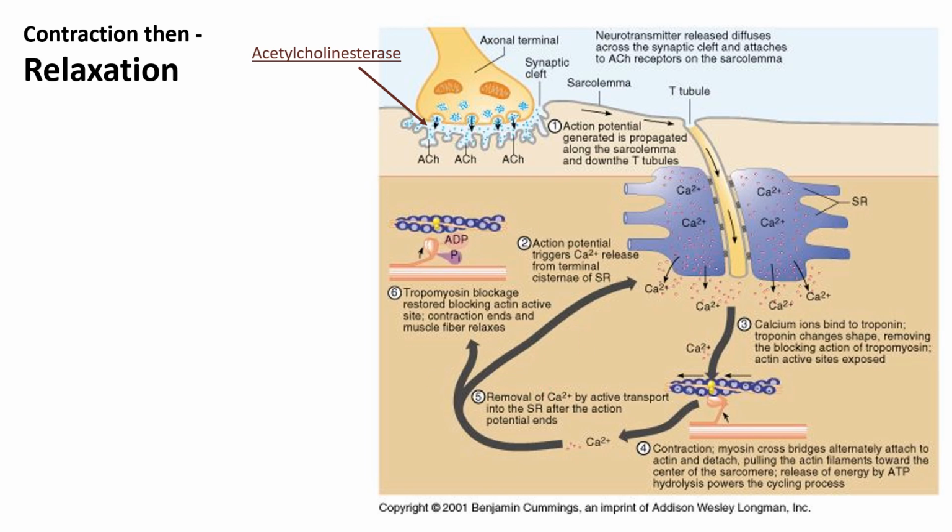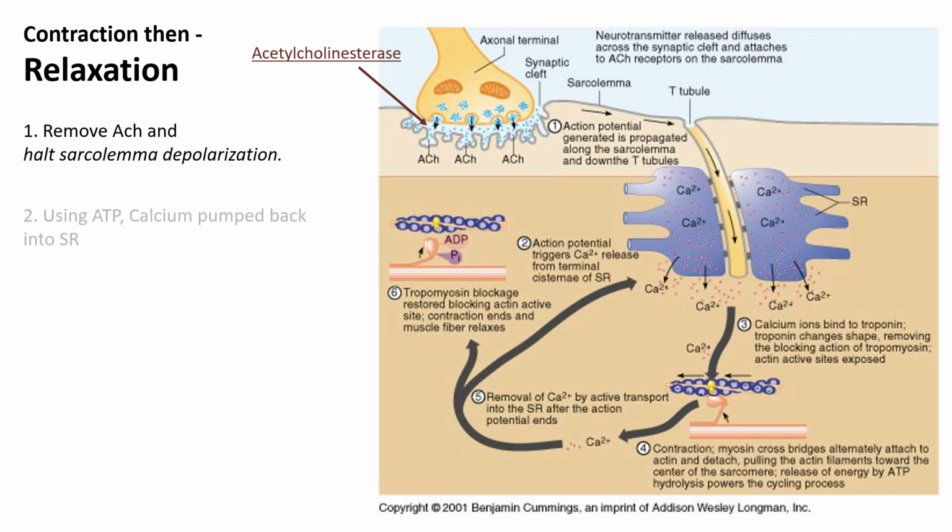So we're going to remove the acetylcholine, prevent additional depolarization of the cell membrane of the skeletal fiber. We're going to use active transport, that is to use ATP to pump calcium back into the sarcoplasmic reticulum. So whatever calcium has been released, we are pumping it right back in. So get rid of the calcium. And when you get rid of the calcium, the tropomyosin will slide back over those high affinity sites, and so the myosin can't bind the actin.